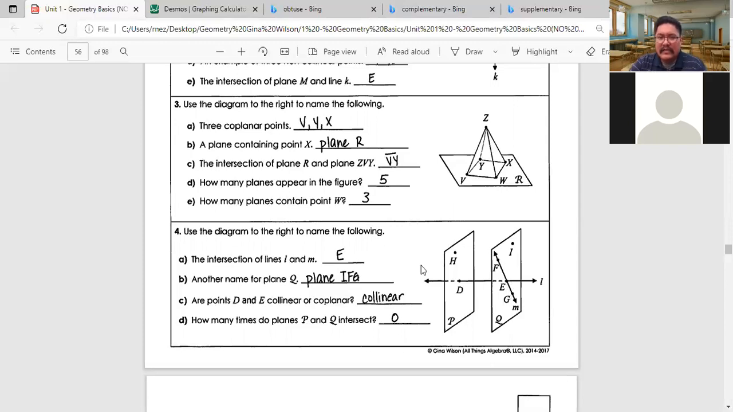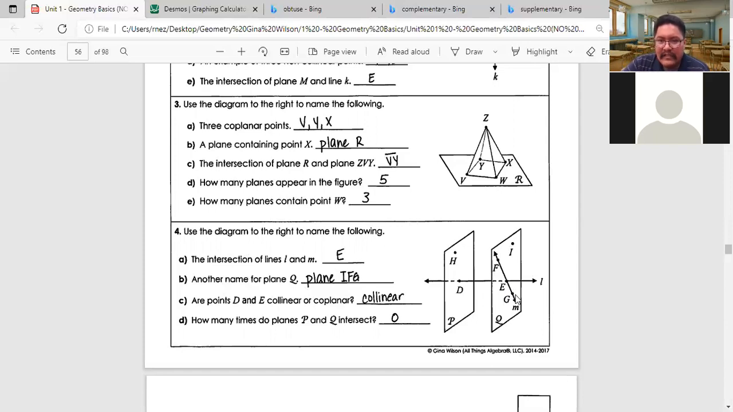M is this one, and L is this one here. So that's the only place they intersect. Now here it says another name for plane Q, and I know that that's a Q. It's written in a fancy way, but that's what it's supposed to be. Another name for plane Q: we could call it any 3 points on there. So in this case, they picked IFG.